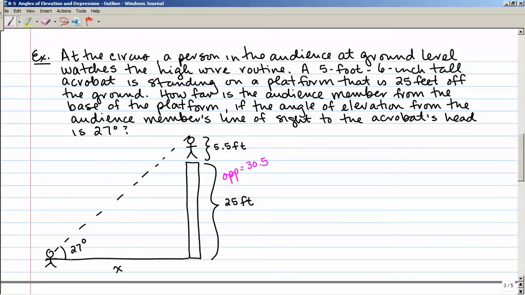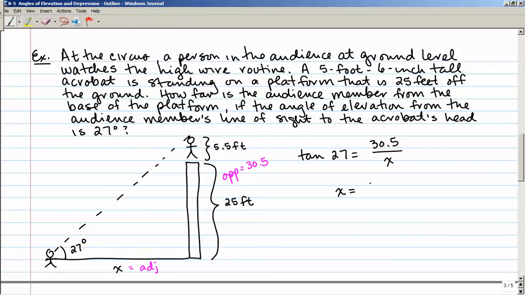And the length I need to find here, the distance right here, that's going to be my adjacent. So the trig function that uses opposite and adjacent is tangent. So I need to do the tangent of 27 equals opposite, which is 30.5, over x, which is what I need to find. So solving this, remember we did this in the last section, I'm going to multiply both sides by x and then divide both sides by tangent of 27.